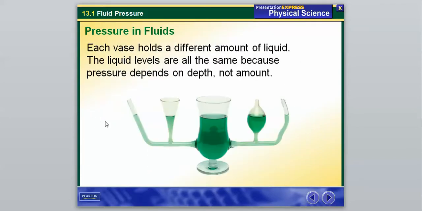And then for this one, it says each vase holds a different amount of liquid, and the liquid levels are the same because pressure depends on depth, not on the amount. So all of these are exerting the same pressure, and you can see they're all in the same row here. So all have equal pressures across the board because they're all at the same depth. If randomly one of these arms extended below sea level, maybe then we might have a little bit different pressure in this vase, but that's not really a logical situation. So even though they have a different amount of fluid in each one of these arms, they're all at the same pressure.